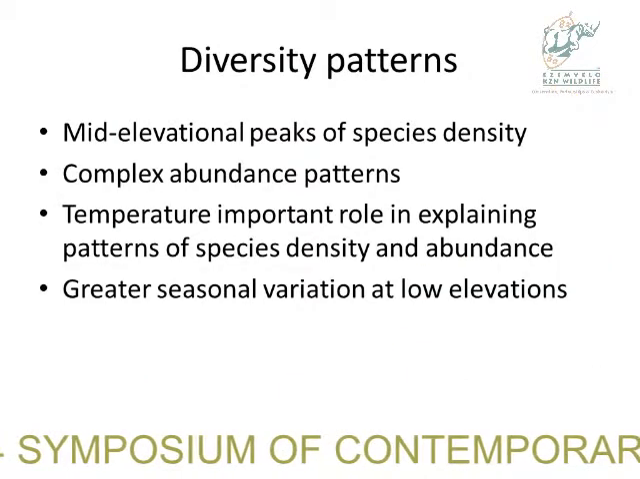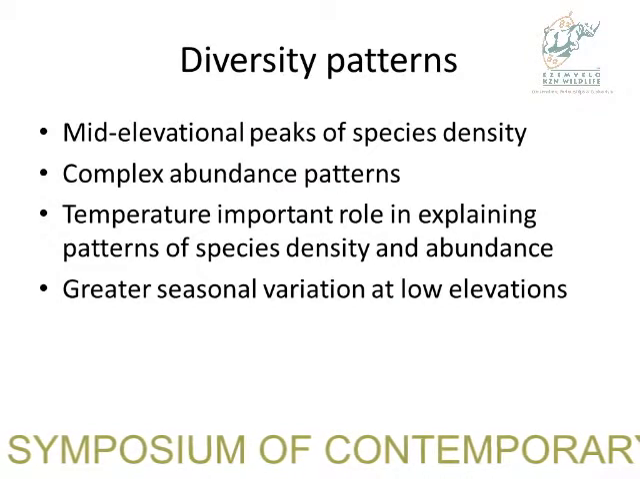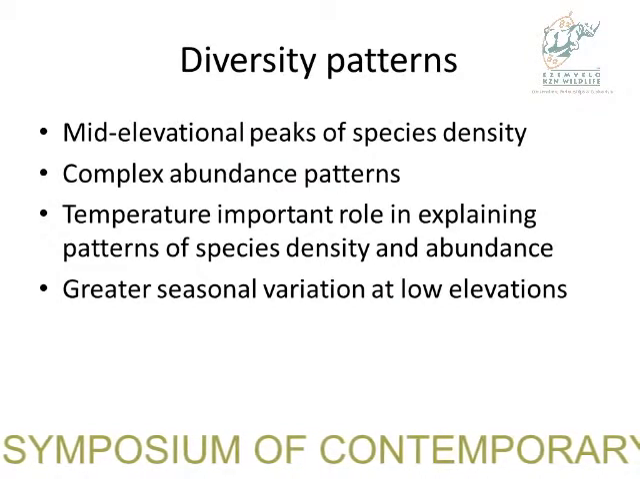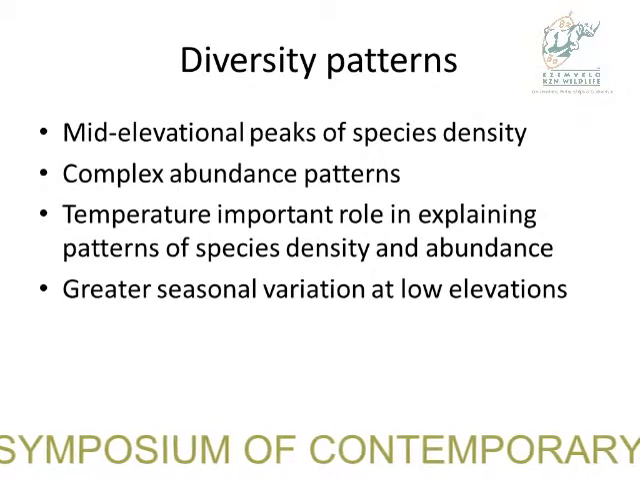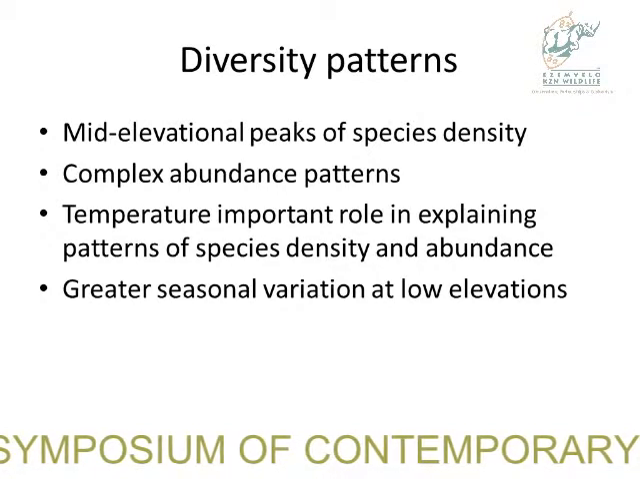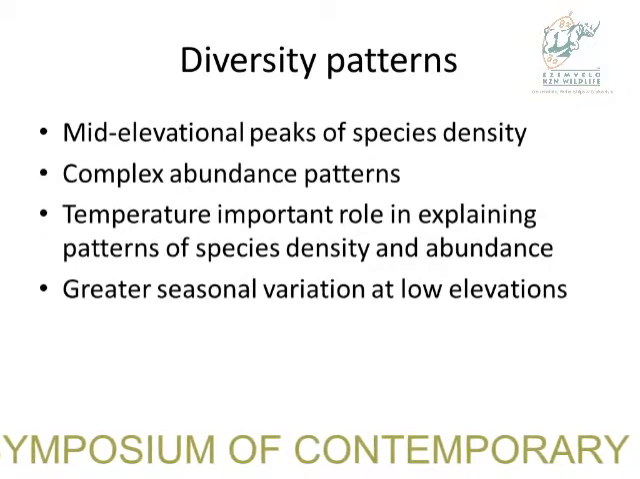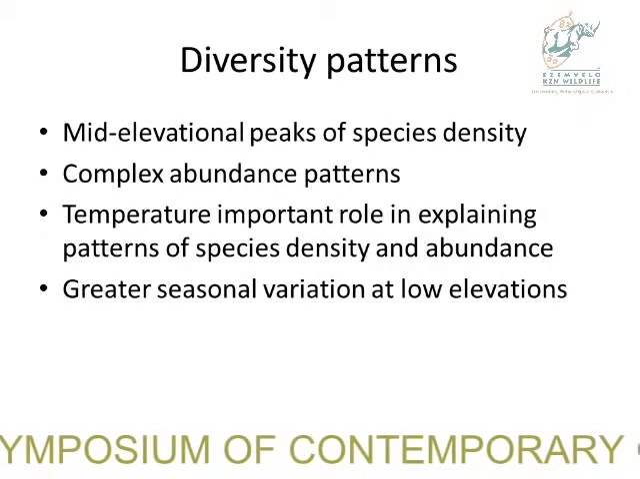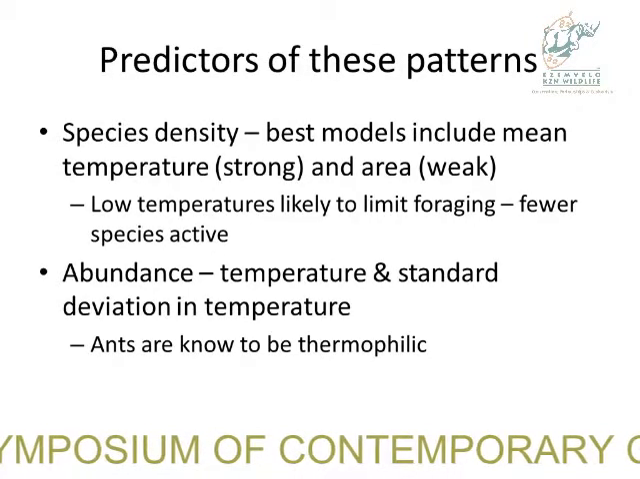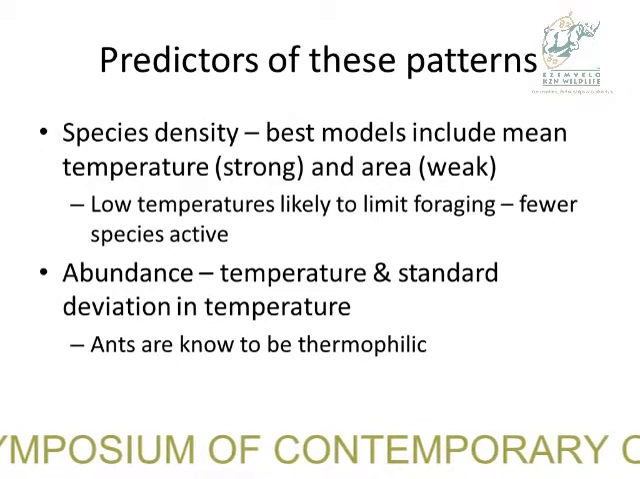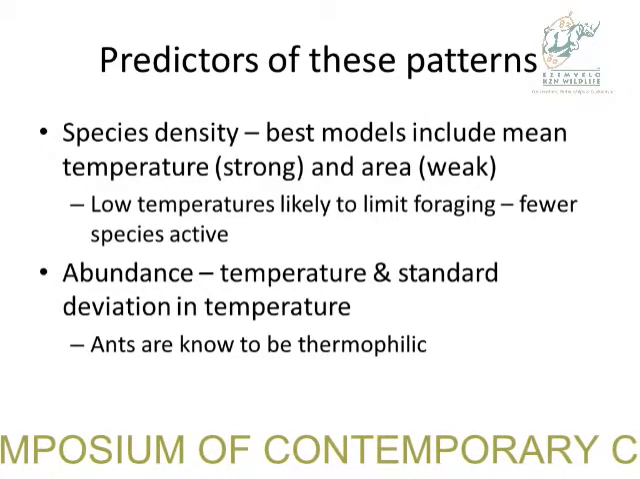Okay, so what we're getting in terms of the diversity patterns, we're getting mid-elevational peaks in species density. The abundance patterns are slightly more complicated, but temperature seems to play an important role in explaining the patterns of species density and abundance. There's also greater seasonal variation at low elevations. So less seasonal variation at high elevations, more seasonal variation at low elevations. So if we look at some of the predictors of these patterns, we fitted some models to figure out which were the best explanatory variables.